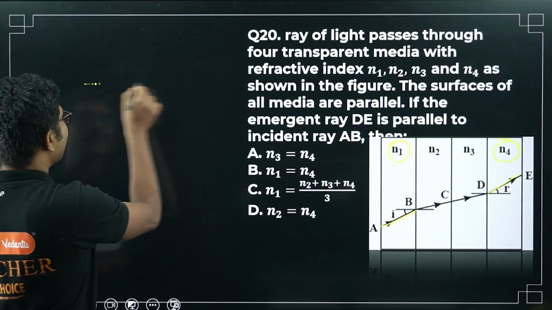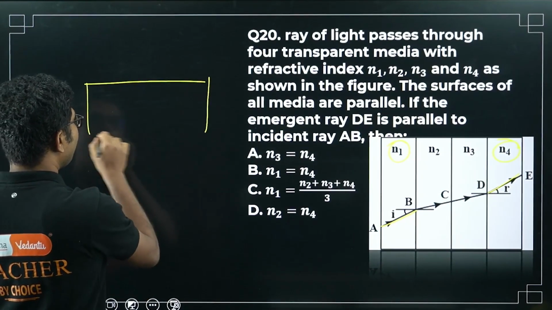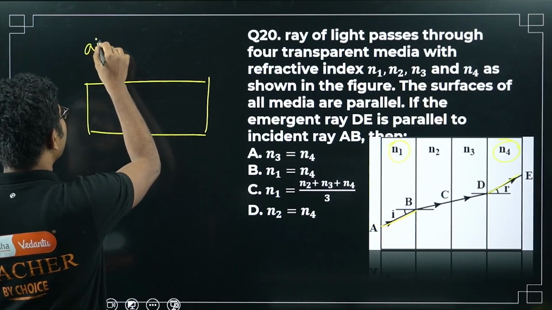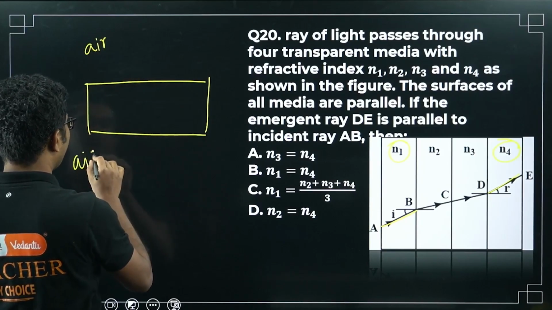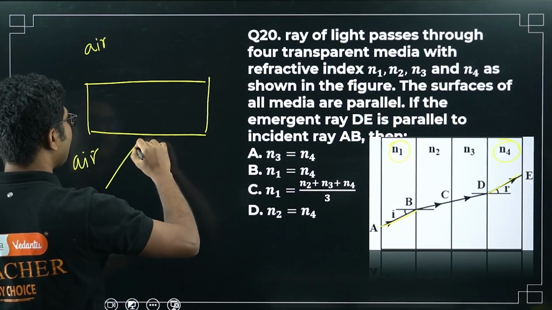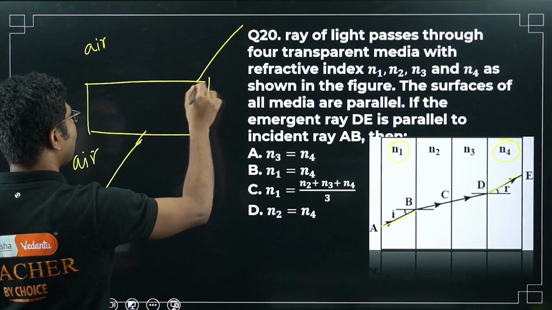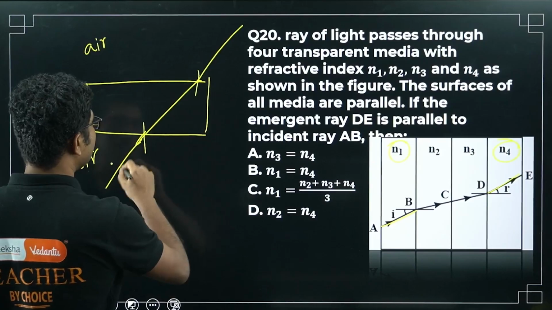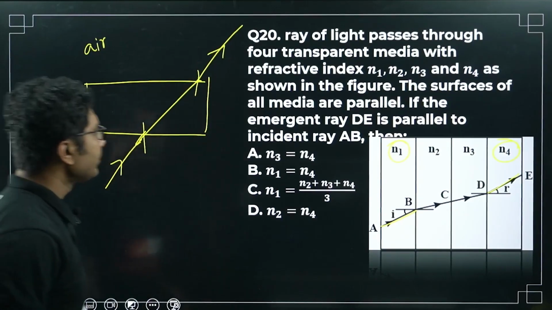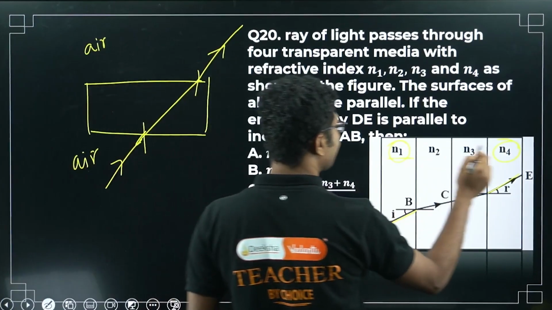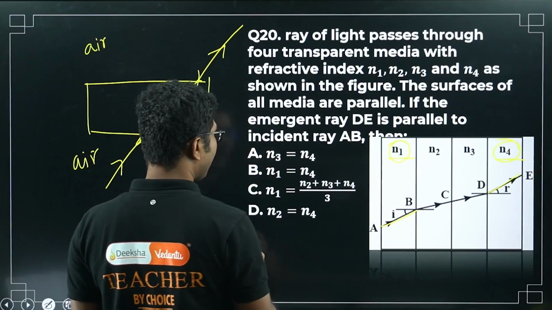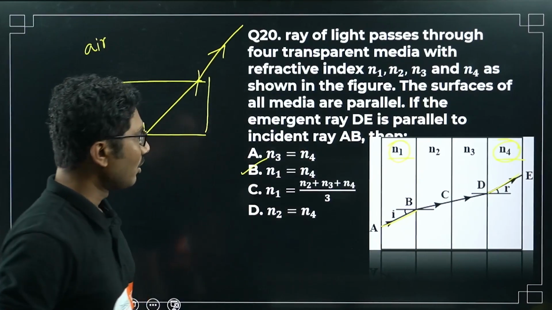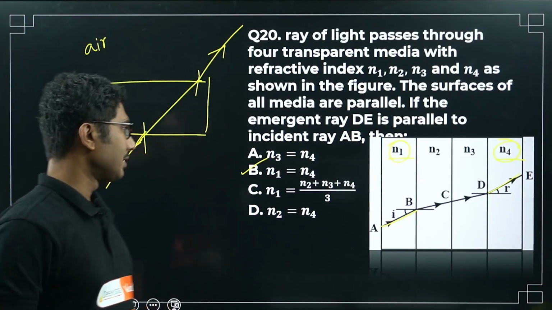So in case of glass slab, if you remember, the refractive index here is air, here also air. After refraction it becomes parallel, right? In between there's some refraction happens, so incident ray and emergent ray are parallel, so you can say definitely N1 should be equal to N4. Okay, this is a simple answer.